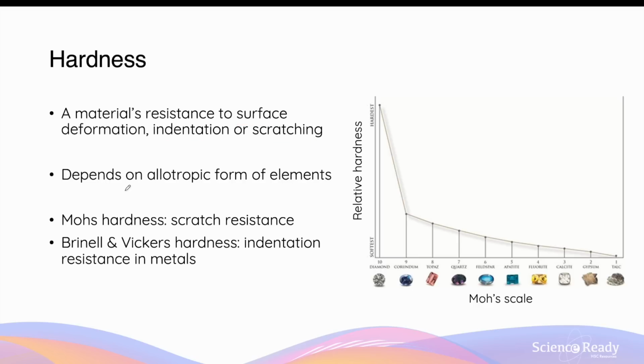Unfortunately, for hardness, there's no general trend amongst elements. Especially for non-metals, the hardness varies quite a lot and it depends on the specific allotropic form of that particular non-metal element. There are many ways of measuring hardness. Notably, Mohs hardness measures the scratch resistance.